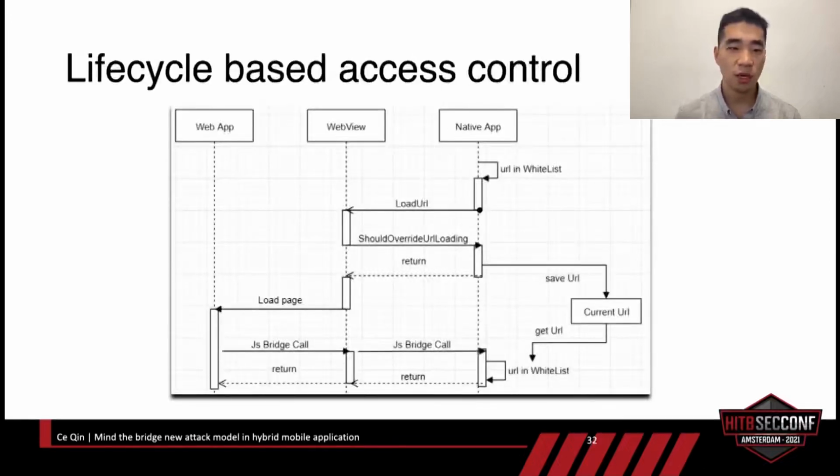Lifecycle-based access control gets the URL from the navigation callbacks, like shouldOverrideUrlLoading and onPageStarted. These callbacks will be invoked during the lifecycle of navigation from different models, as we stated before. The application will get the URL from these callbacks and save it as the current URL. When there is a JSBridge call, the application will treat this call as from that URL.